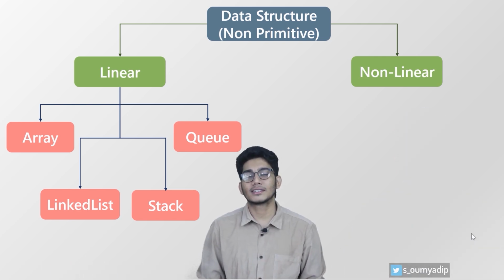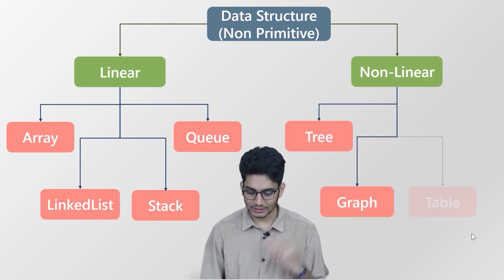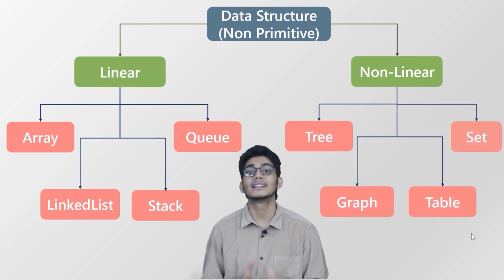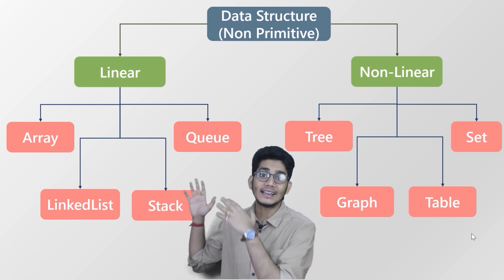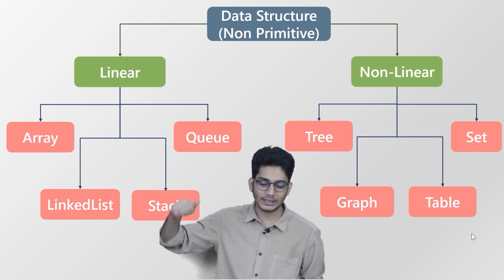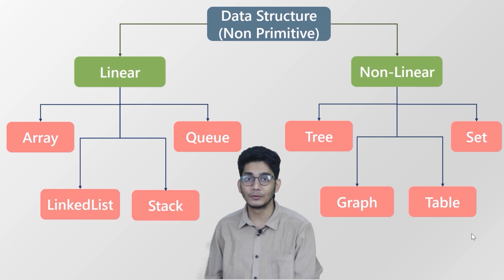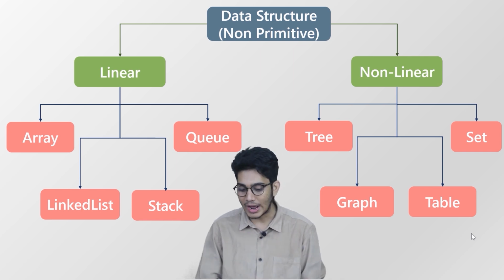Within non-linear data structure we have four parts. One is tree, the second one is graph, the third one is table, and the fourth one is set. So this is the entire hierarchy of our data structure. At first we have linear, then we have non-linear. Within linear we have four parts: array, linked list, queue, stack, and within non-linear we have tree, graph, table, set.